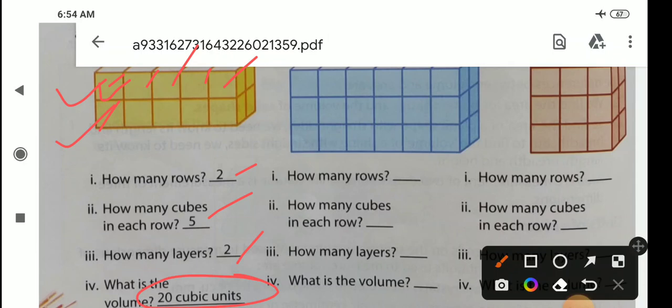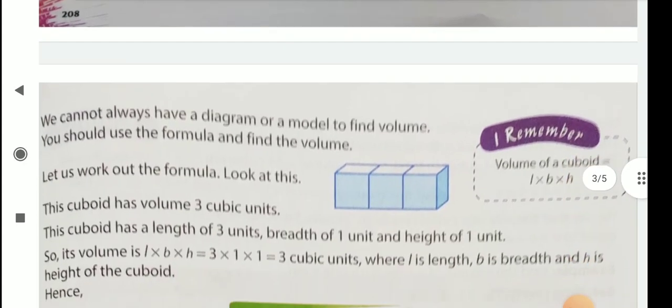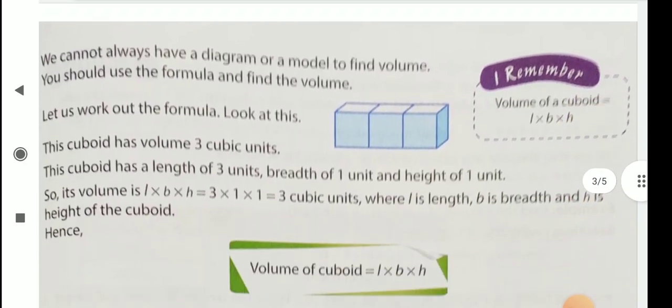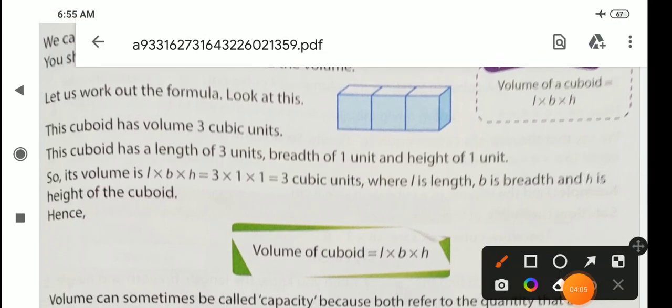Like this, children, to find out the volume of these figures, find out how many rows, how many cubes in each row and how many layers. Clear? So, the volume of a cuboid formula is L multiply B multiply H. Length multiply breadth multiply height. Children, you remember.